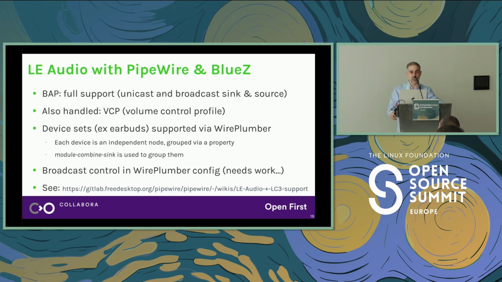Now, it's not pretty. We need somehow to make it dynamic. We're discussing how to actually make it more dynamic and not have it in the WirePlumber config, because it needs to change at runtime. And if you're interested in more details, there is this wiki page on the PipeWire wiki, LE audio and LC3 support, where we try to keep it up to date with the latest status and information about what's going on, what is supported, what is not, and what you need to do to get it to work.